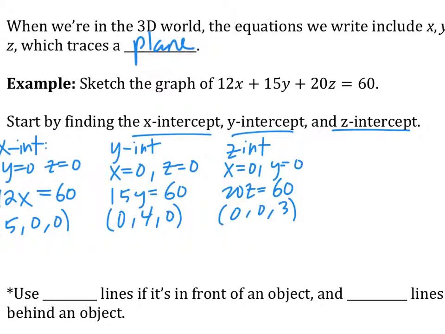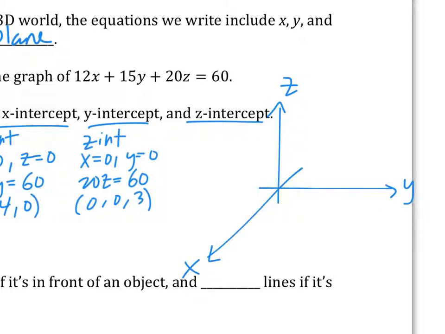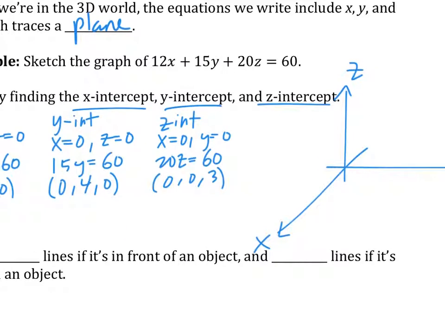So what we know is that this plane has to cut through these 3 points. So let's go ahead and draw this. Okay, draw our 3D coordinates again: y, z, x. We're going to graph these 3 points on there. X is 5: 1, 2, 3, 4, 5. Y is 4: 1, 2, 3, 4. Z is 3: 1, 2, 3. Okay, what we're going to do is connect these 3 points together. And that shows me the plane.